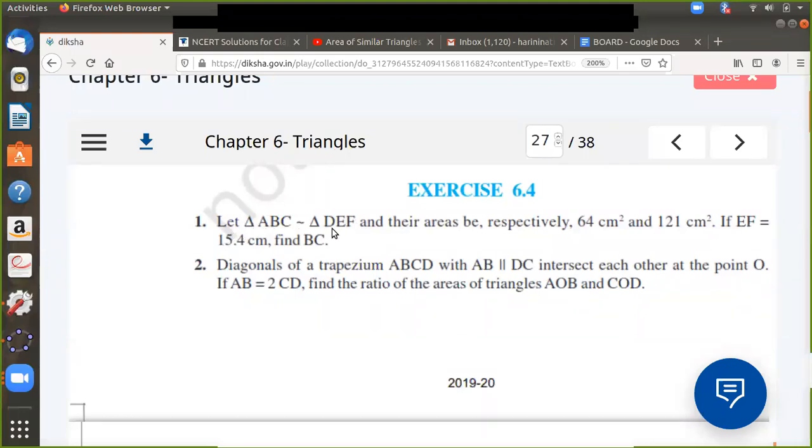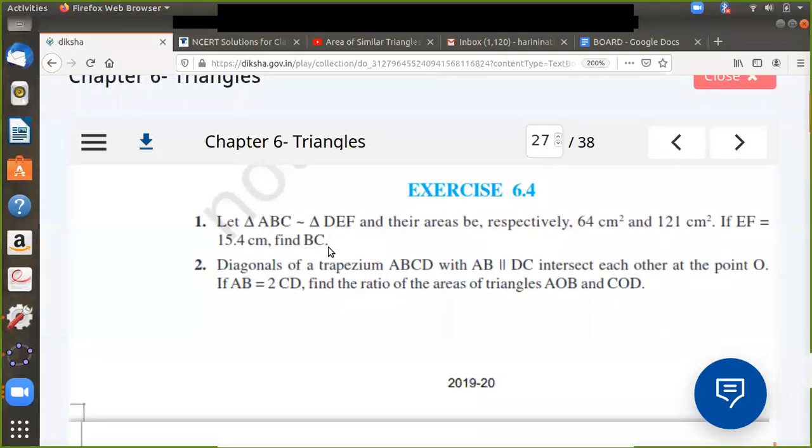Triangle ABC is similar to triangle DEF and their areas are respectively 64 centimeters square and 121 centimeters square. If EF equals 15.4, then find BC. Now quickly draw the diagram. Maybe the diagram is not very significant to find the solution, but to make you understand and allow you to see the theorem there, I'm making you draw the diagram.